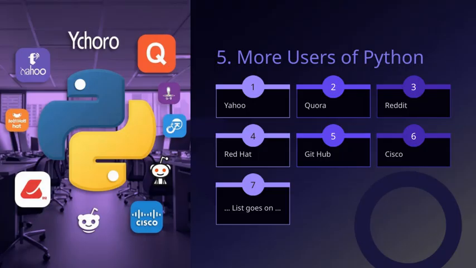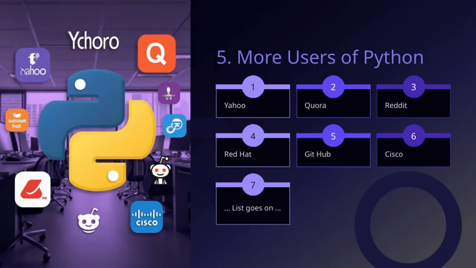So, when we look at the growing popularity of Python, we see that it's widely adopted across various major companies. For instance, Yahoo is a notable user, leveraging Python for their data processing and web development needs. Red Hat also uses Python extensively, especially in their open-source solutions and automation tools. And this list doesn't stop there. Many other organizations rely on Python for different applications.